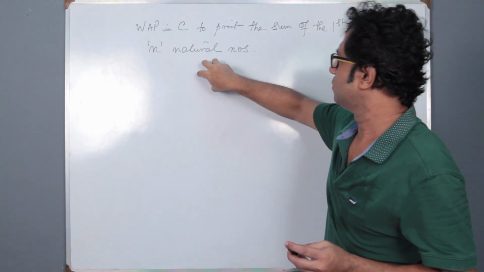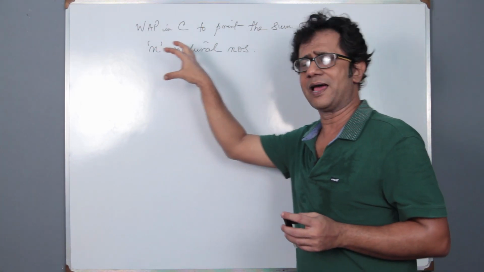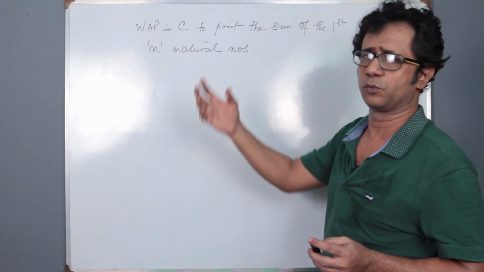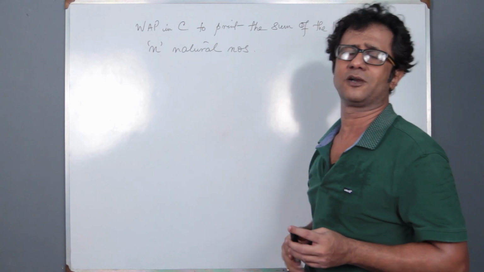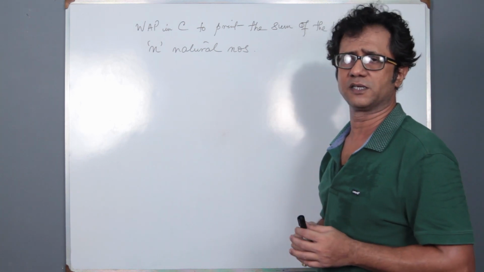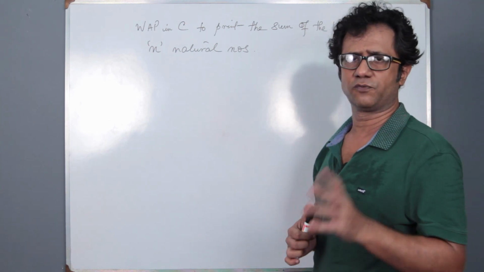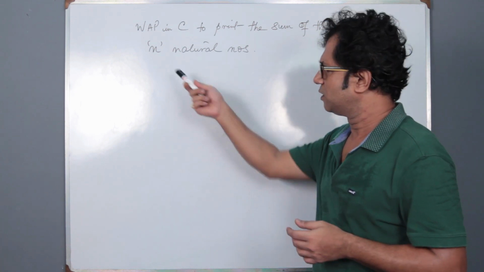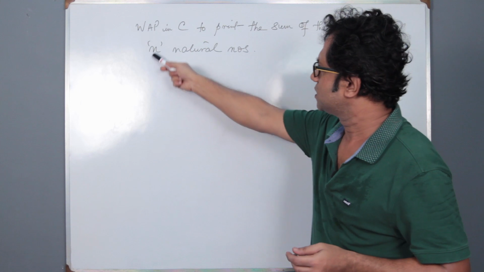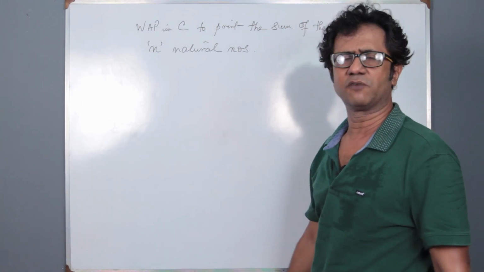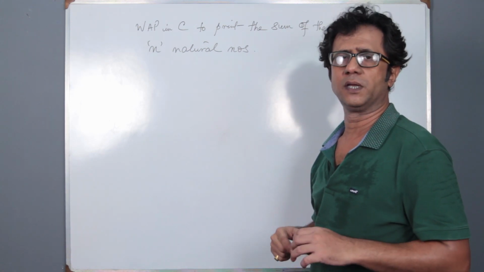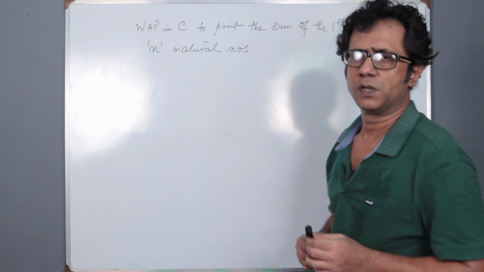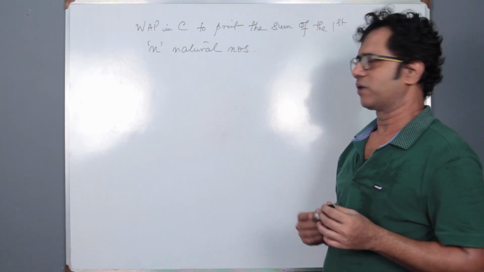The user will supply a value of n, and that n means, suppose it is 4, then the first 4 natural numbers sum will be printed. That is 1 plus 2 plus 3 plus 4, whatever may be the sum, that will be printed. If the user gives the number to be say suppose 100, then first 100 natural numbers summation will be output from the program. So let's get started with writing the program.